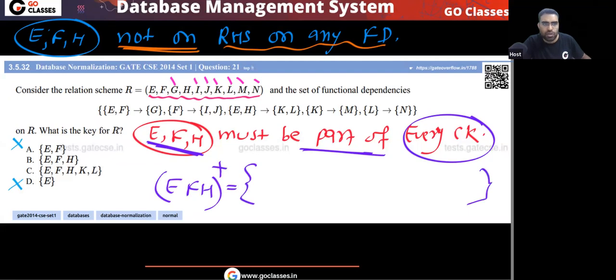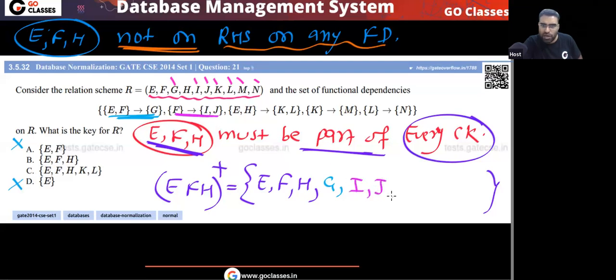So what can they determine? EFH can determine E, F, and H. What else? EF can give you G also. And F can give you IJ.